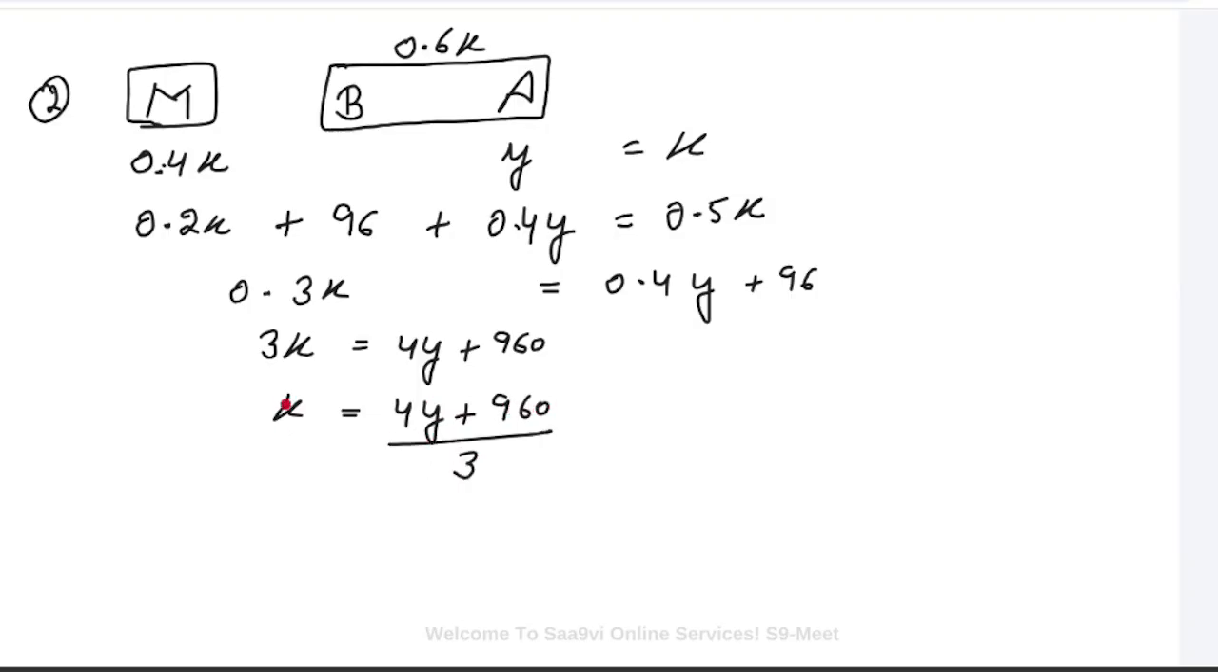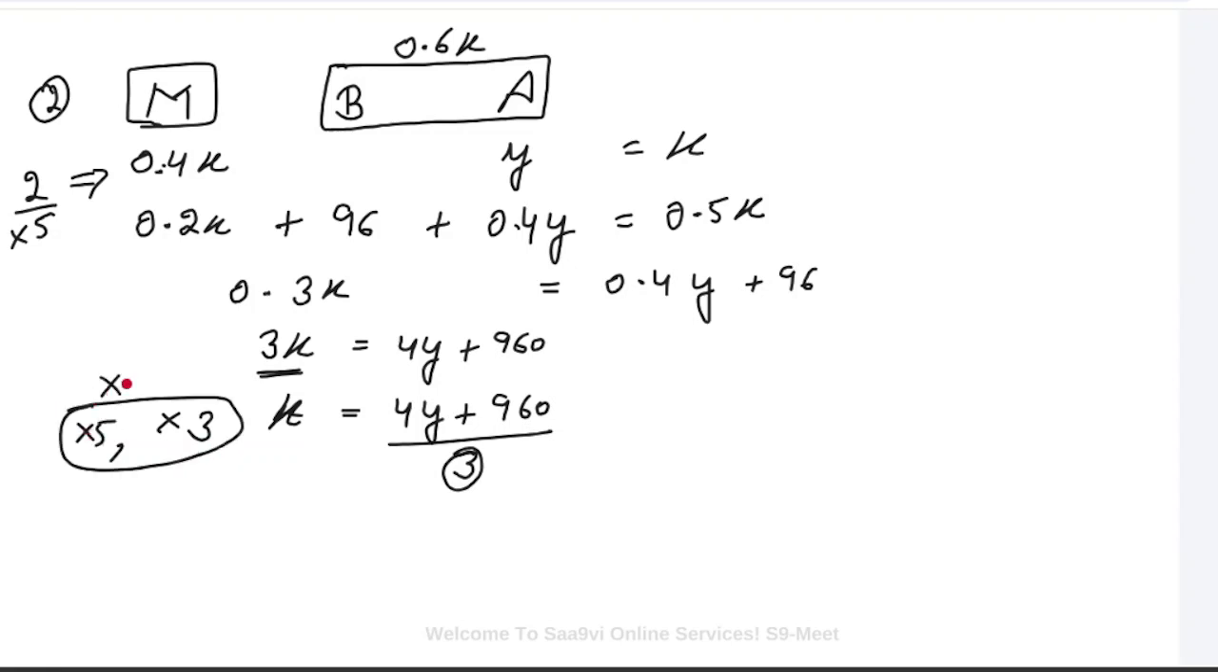Now that means the total number of apples should be a multiple of 3, because from here also we can understand that. So that should be a multiple of 3. And also here, when we are dividing 4 by 10, that means 2 by 5. It should be a multiple of 5 also. That means the LCM of this, the total number of fruits, should be a multiple of 15.